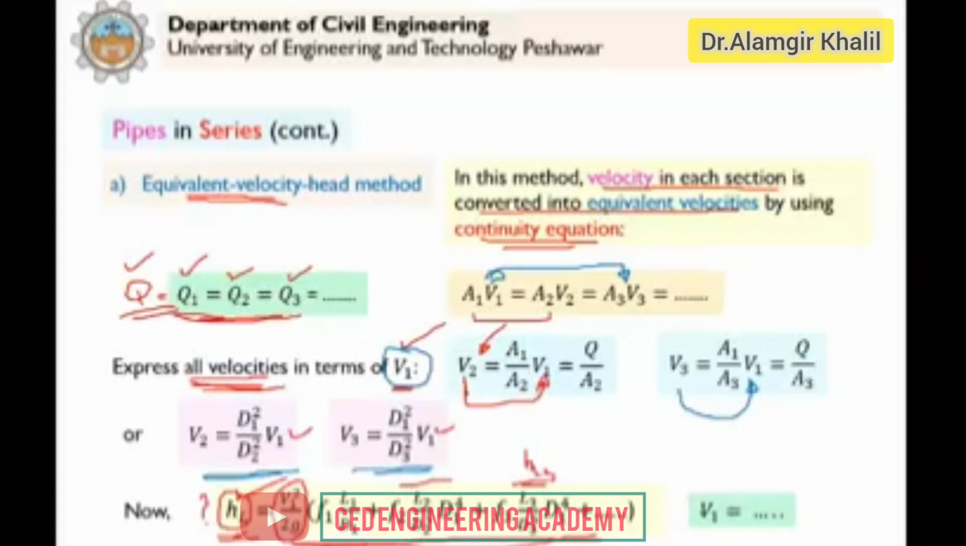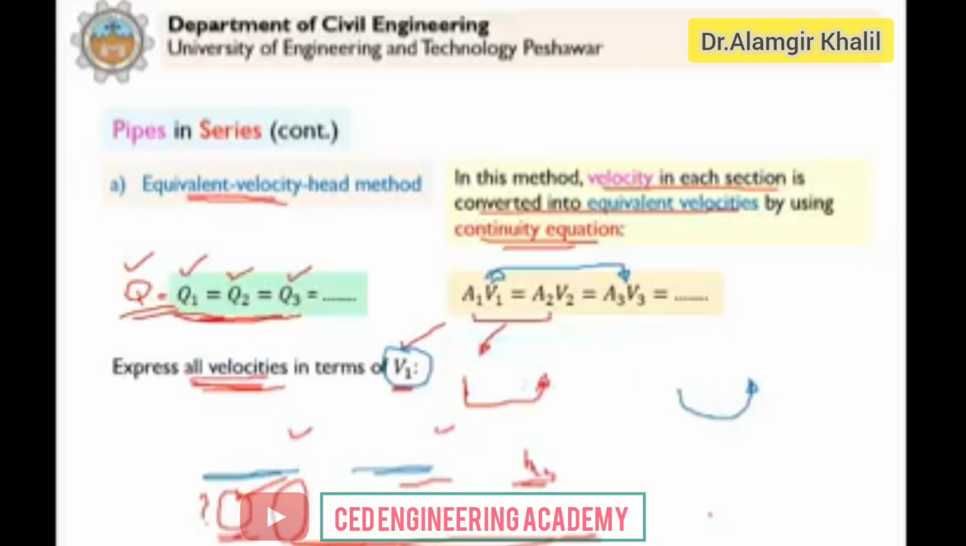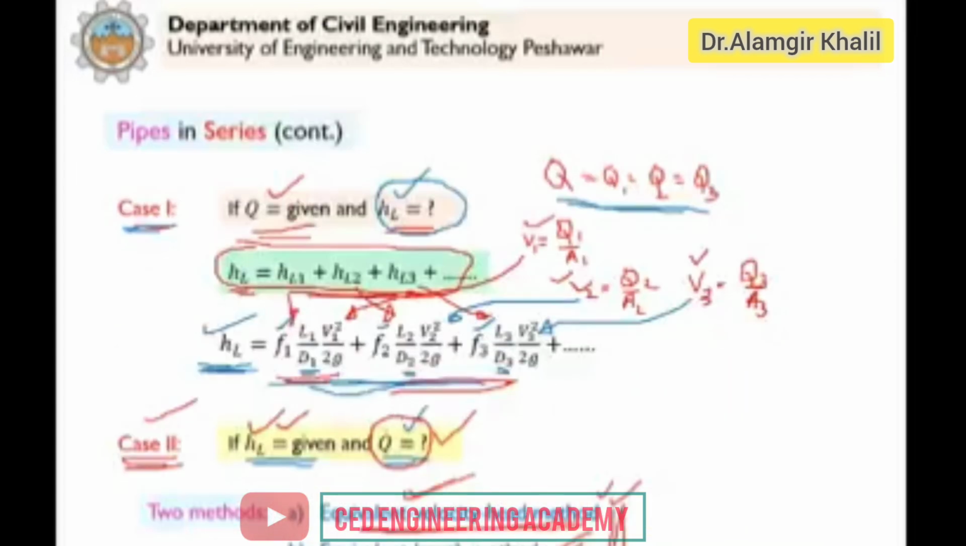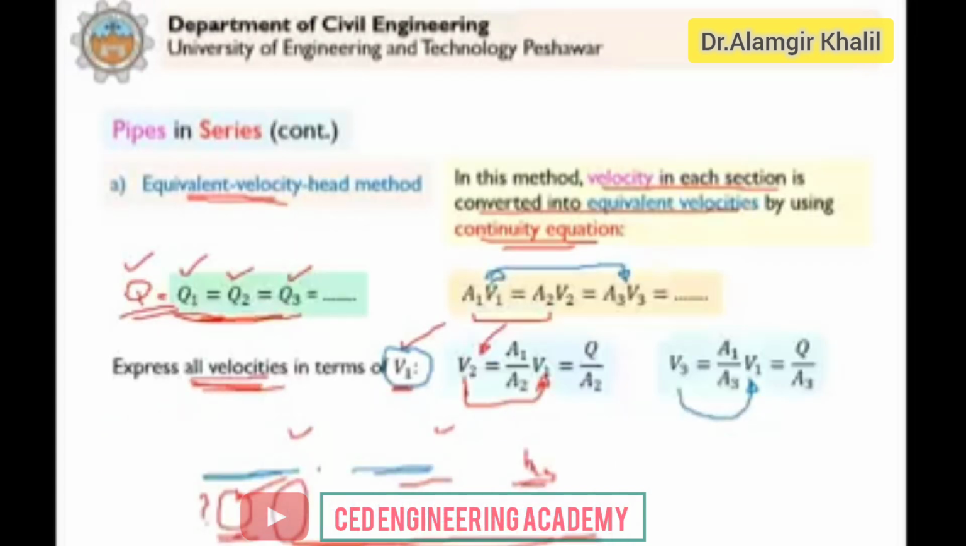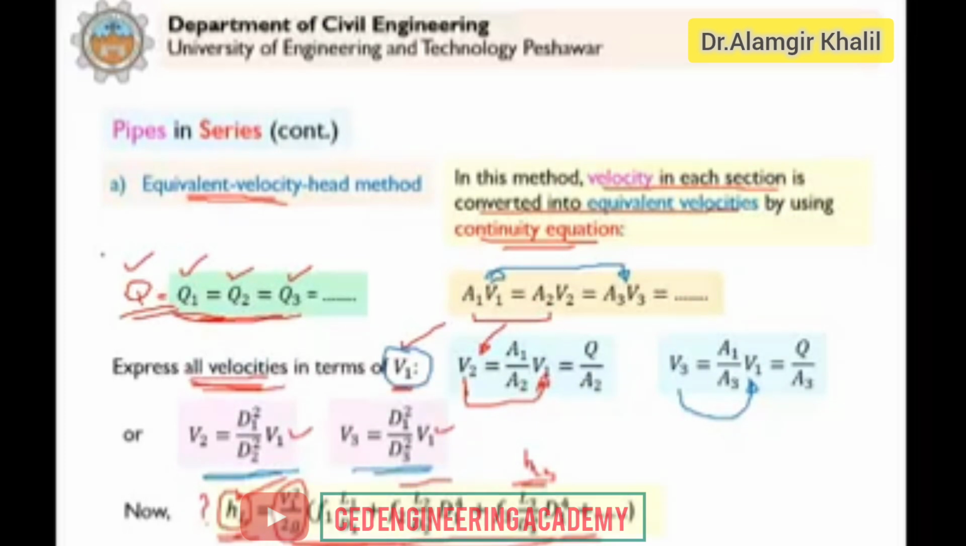So from here, what is the problem in this case? Sorry, we are going to calculate the discharge. HL is given to us. So now when we proceed in here, this is the discharge we have to calculate. Clear? And this HL is given to us. So now the only unknown in this formula is what? This is V1. Clear? V1 is unknown.